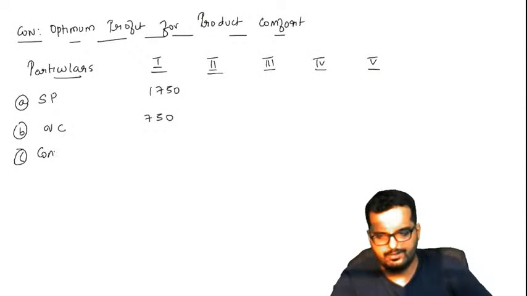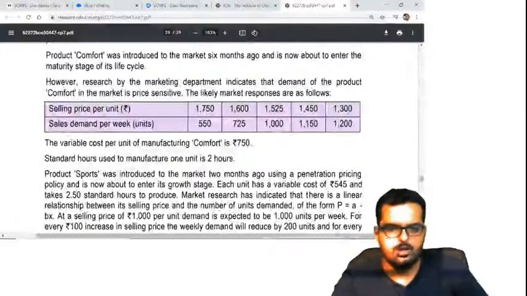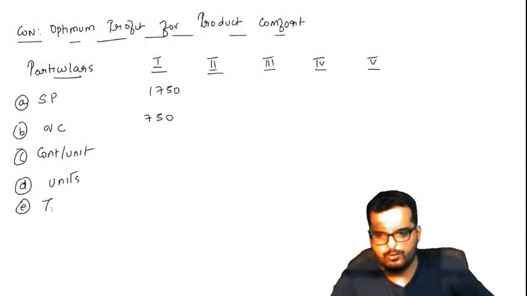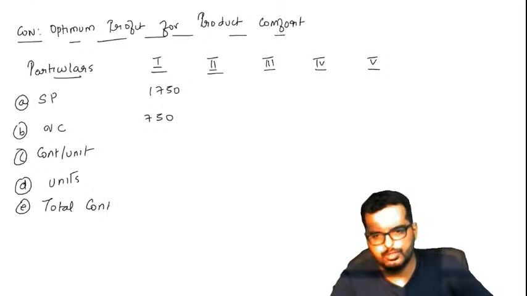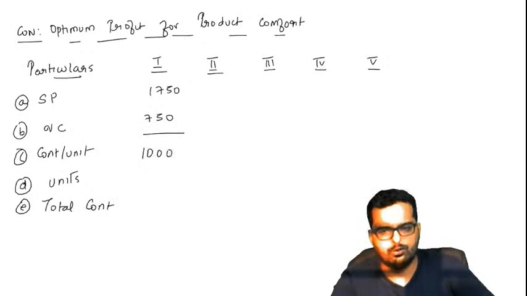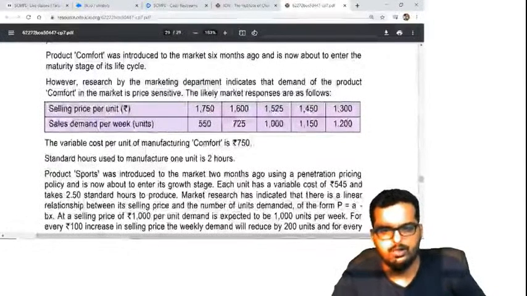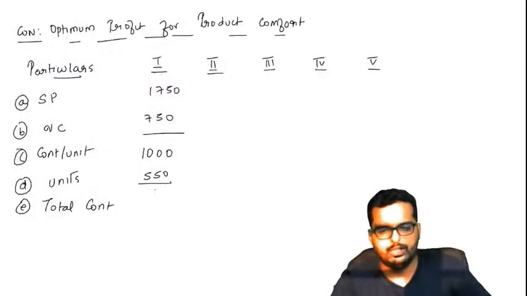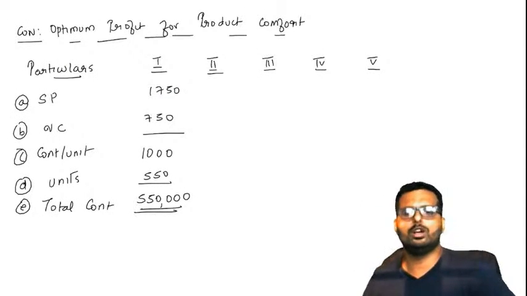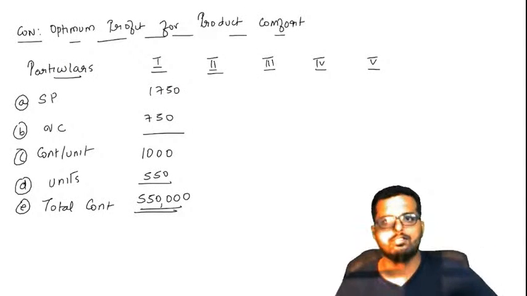1750. From this, can I find out contribution per unit? Correct. They have also given the number of units, and from this, can I not find out the total contribution? For example, in the first case, the contribution will be 1000. Okay, demand is how much? 550. So I'll get the answer as how much? 5,50,000.